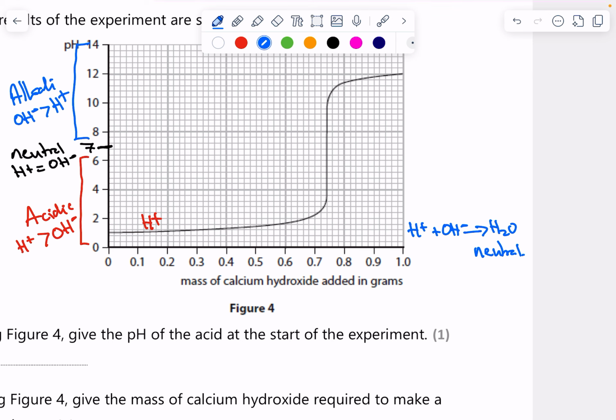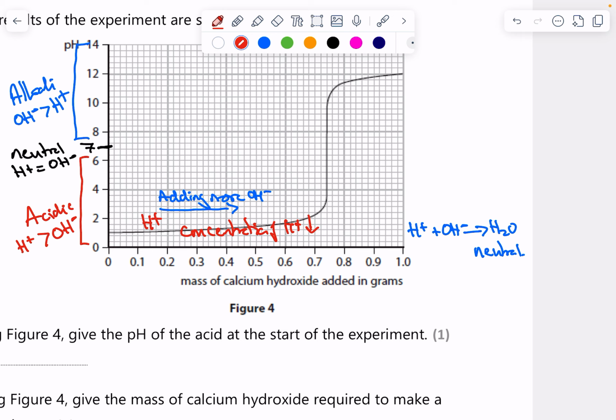So as we go this way along the curve, we're adding more hydroxide ions. Therefore, the concentration of H+, let's put that on there, the concentration of H+ is decreasing as they react with the hydroxide ions.